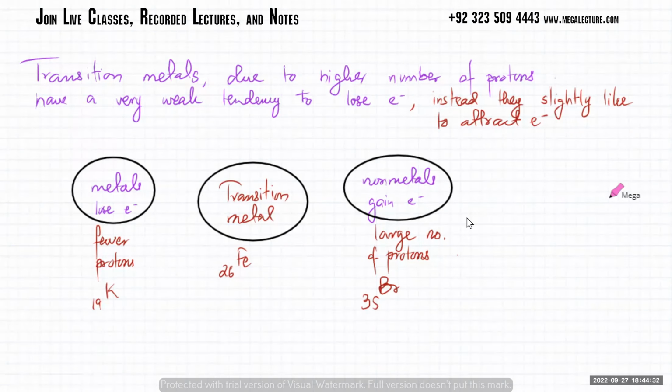Instead, they actually have this slight tendency to attract electrons. So they develop this very, very slight tendency to attract electrons. But it's very slight. It's not like a non-metal.